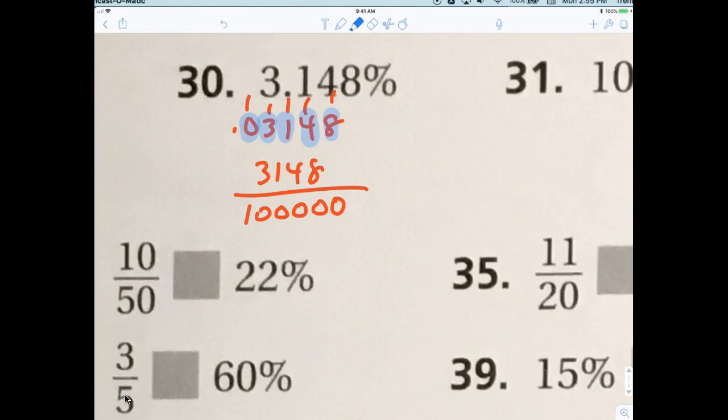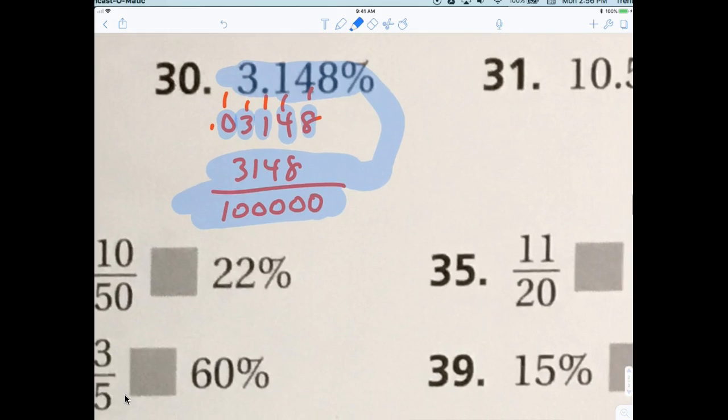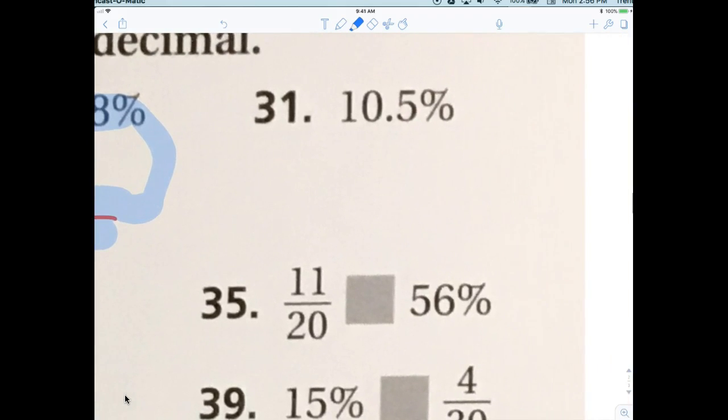Do I care about reducing that fraction? No, that's not the point of the lesson. This was the hard part of the lesson, converting that to this. If you know how to do that, you are in good shape with numbers. All right? Who did that one? All right. You're up.